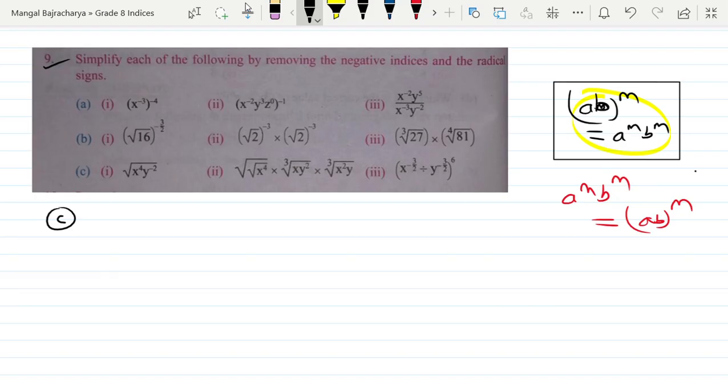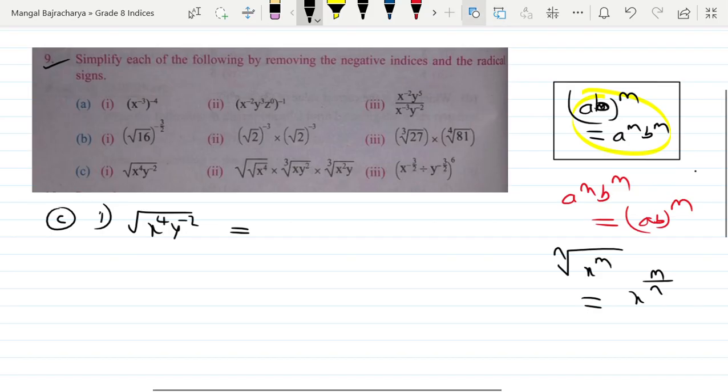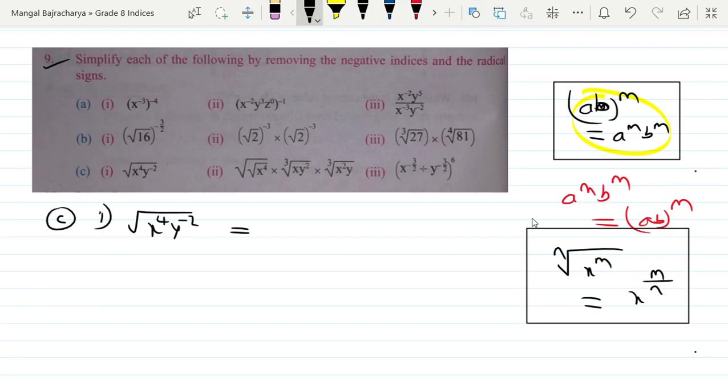And in number C over there, in the first number, there is the square root of x power 4 and y power minus 2. Right? So we will apply another rule here. That rule is this way: x power m and root power n, so it will become x power m divided by n. So this rule we have to implement here. Let's see how we do it.